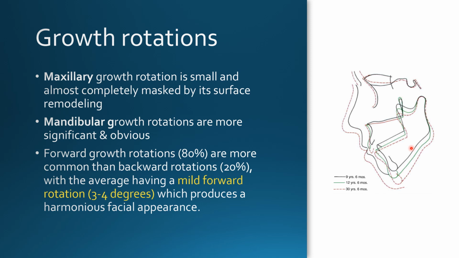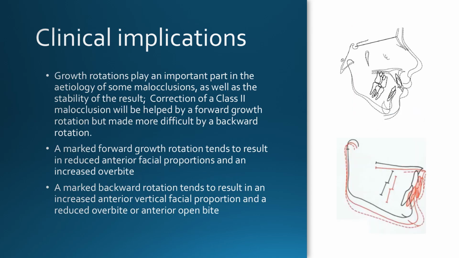Now most of the people are forward rotators of the mandible, and it is normal to expect some sort of a very mild forward rotation of the mandible of 3 to 4 degrees. Okay, 80% of people are forward rotators. There is 20% who are backward rotators. Of course, these growth rotations of the mandible will have an effect on the malocclusion and on the facial harmony and a lot of things. As we said, normal is to have a very mild forward growth rotation which is 3 to 4 degrees.